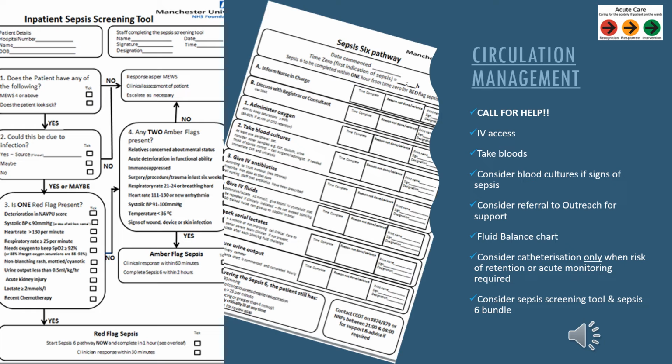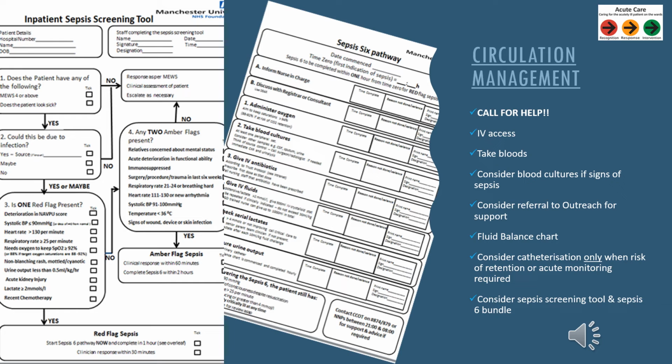As soon as you are concerned, call for help. Make sure that IV access is available. If you are unable to insert this yourself, get the equipment out ready. Get the blood bottles etc. available. Get the blood culture bottles out. Consider if additional support is required. Have a look at the fluid balance chart.